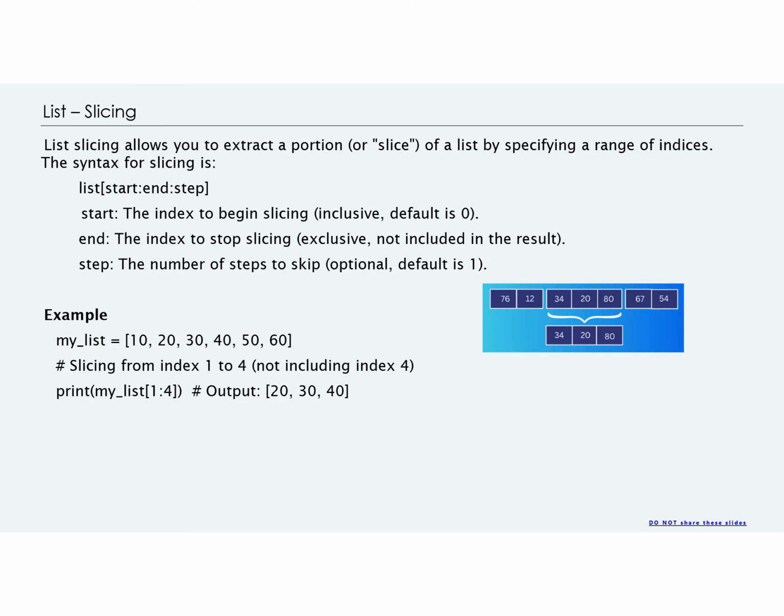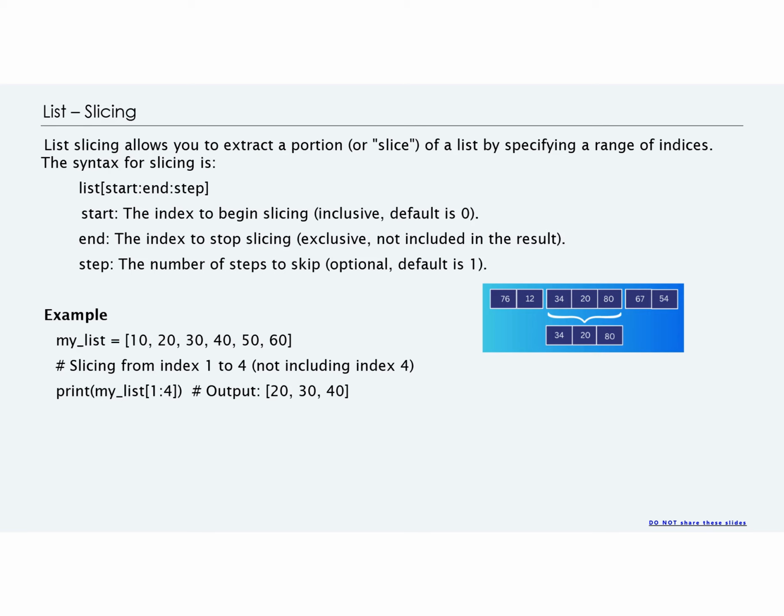List slicing is a powerful tool in Python for extracting specific portions of a list. Imagine you have a list and you want just a piece of it. You can do this using the syntax list[start:end:step]. Here's how it works. Start is the index where slicing begins, inclusive, and defaults to 0. End is where it stops, exclusive, meaning the element at this index isn't included. Step is optional and determines the interval between elements, defaulting to 1.